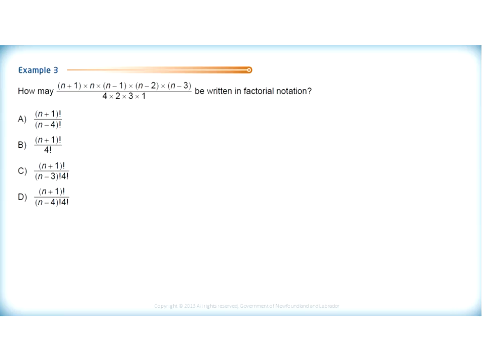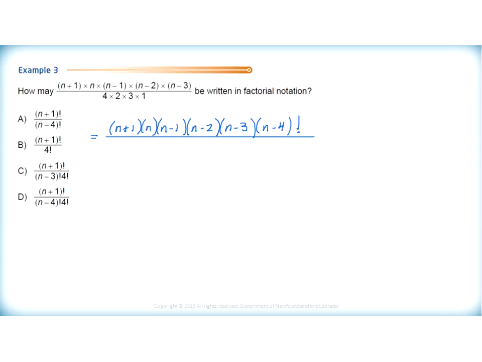Let's look at another example. In example 3, how may n plus 1 times n minus 1 times n minus 2 times n minus 3 divided by 4 times 2 times 3 times 1 be written in factorial notation? Well, let's look at the numerator. We are going in descending order, subtracting 1 as we go from one term to the other. So if we had n plus 1 multiplied by n times n minus 1 times n minus 2 times n minus 3, if we multiply that numerator by n minus 4 factorial, we would have to do the same thing with the denominator.